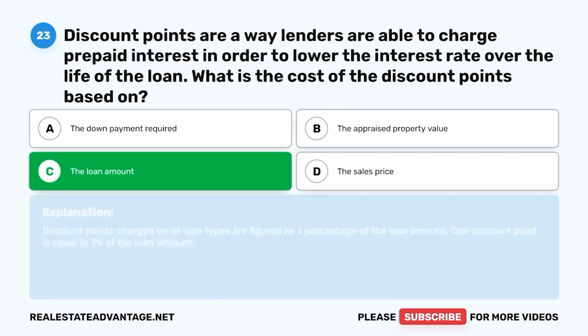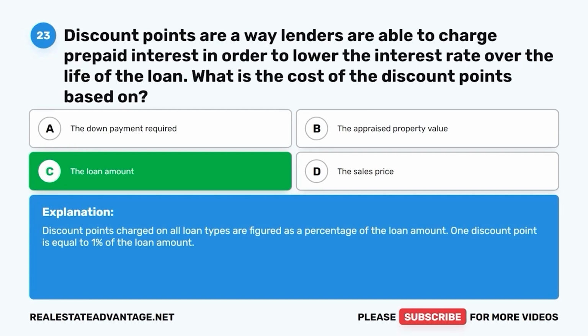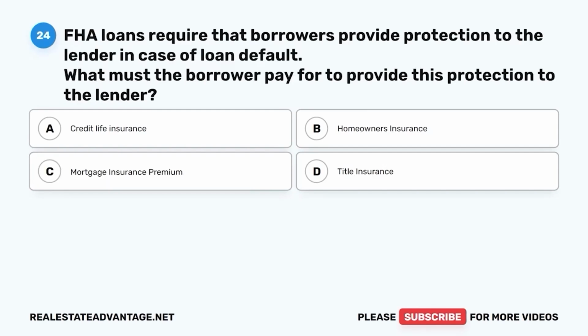The loan amount. Discount points charged on all loan types are figured as a percentage of the loan amount. One discount point is equal to 1% of the loan amount. Question 24. FHA loans require that borrowers provide protection to the lender in case of loan default. What must the borrower pay for to provide this protection to the lender?